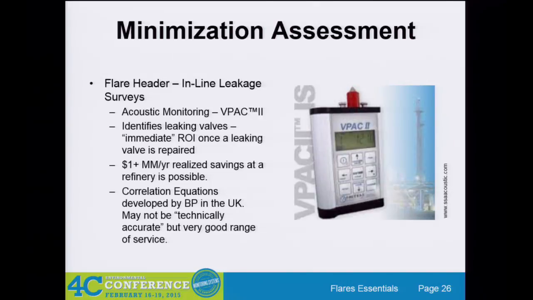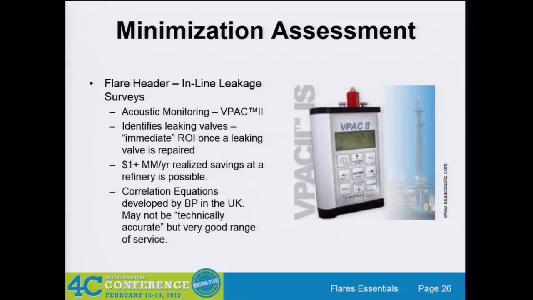And with the VPAC 2, if you input valve size, valve type, pressure drop across the valve, and then what it hears, it will actually output a pounds per hour number to you. So you have a way to maybe quantify how much gas is going by that valve.